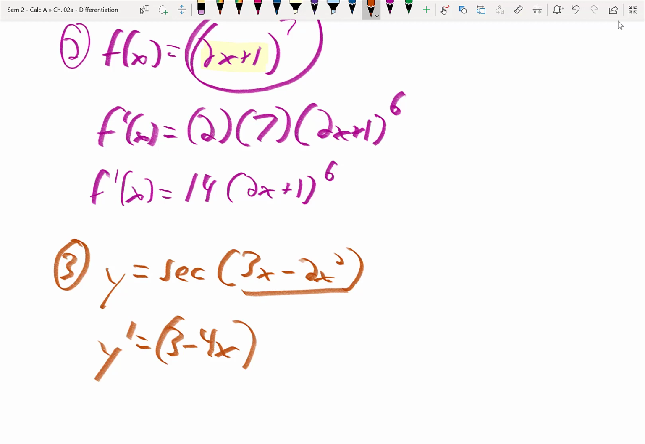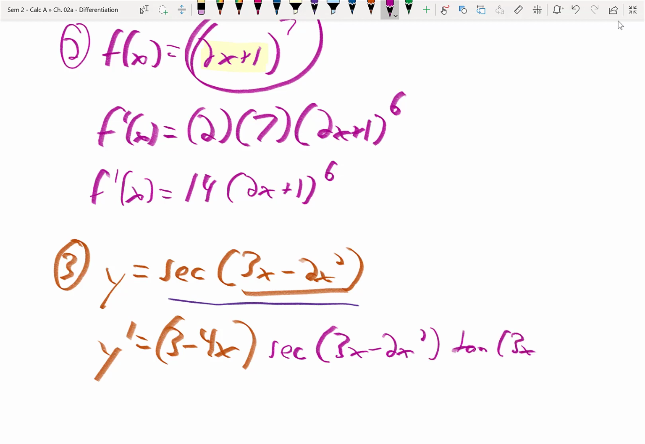And then the derivative of secant, so I'm going to step to the outer. Secant's derivative is secant of something times tangent of something, so it would be the secant of 3x minus 2x squared times the tangent of 3x minus 2x squared.